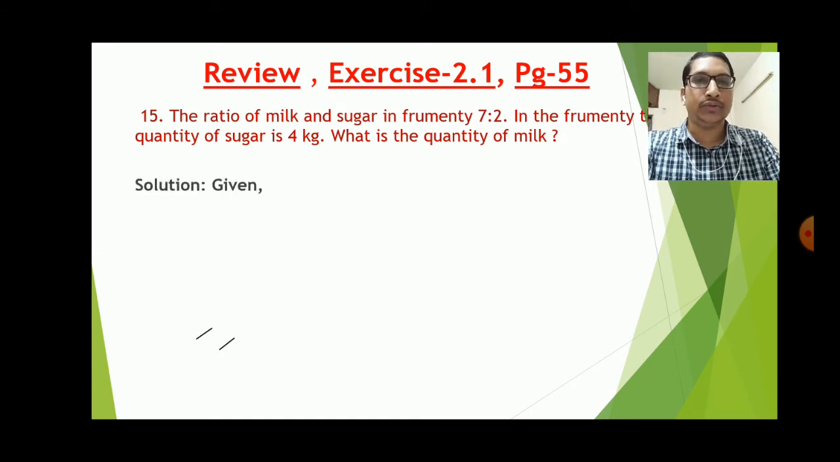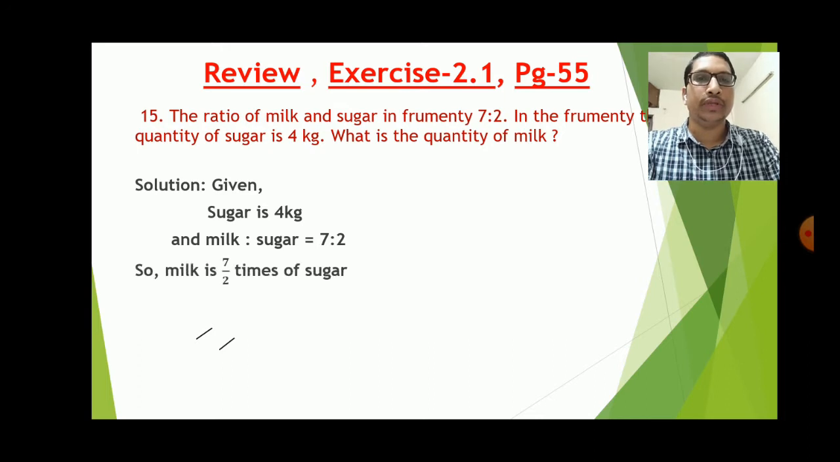Given, at first we will write given information. Sugar is 4 kg and milk is to sugar equal to 7:2. So milk is 7/2 times of sugar. Okay, again listen. So milk will be 7/2 times of sugar. How we will write? We will write like this way.